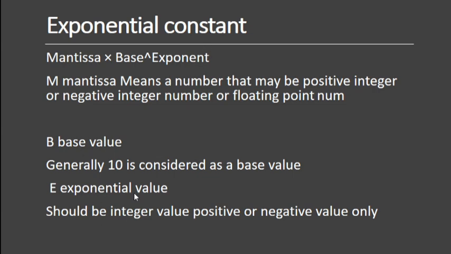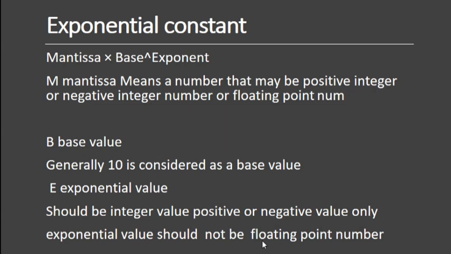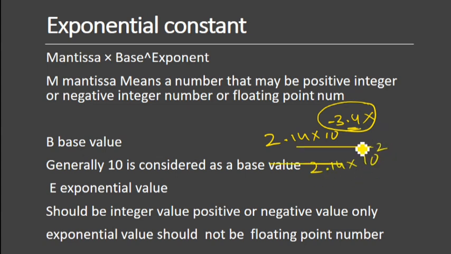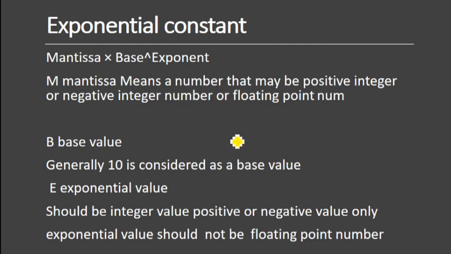E means the exponent, which should be an integer value, positive or negative, but the exponent should not be a floating point number. For example, I should not write 2.14 into 10 to the power of minus 3.4. I may write 2.14 into 10 to the power of plus 2 or minus 2, which is accepted. Floating point exponents are not allowed.